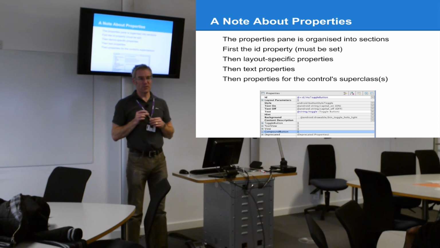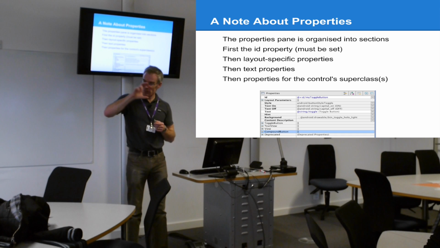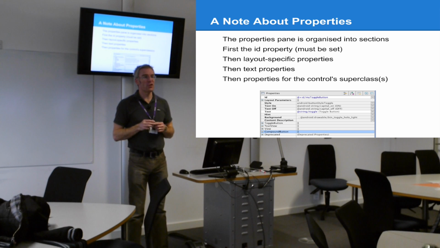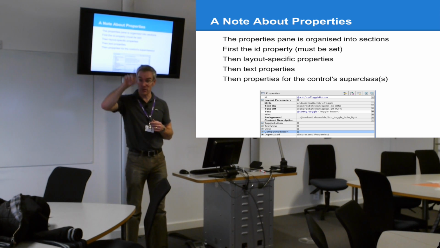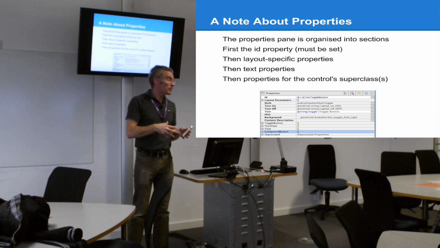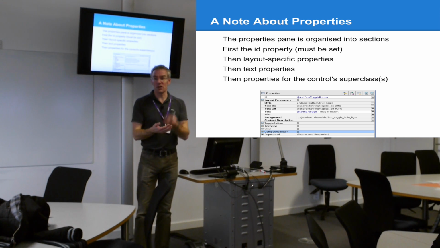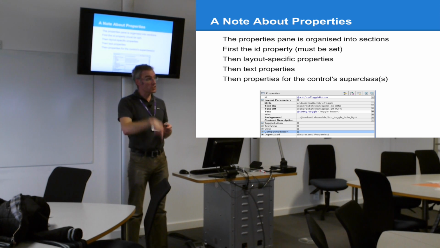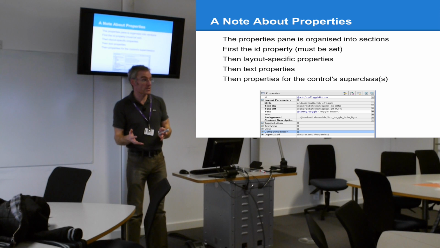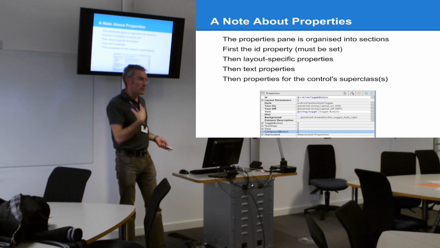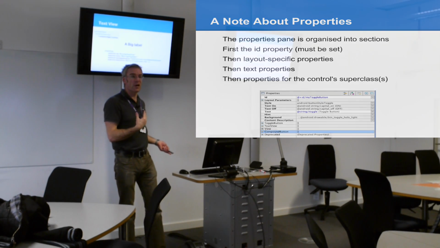The way it works with the properties. Have you noticed that the properties are grouped into different sections in the properties window? It's always the same order. You've got your ID property normally at the top, unless you've been messing with the order. Then you've got your layout properties, like your margins and your relative layouts and stuff. Then your text properties, you know, fonts and text and colours and those sort of things. And then finally, at the bottom are anything related to the superclass, because obviously if it's a subclass of another class, you can change those properties as well. So just get familiar with that properties window. It'll save you a lot of time.